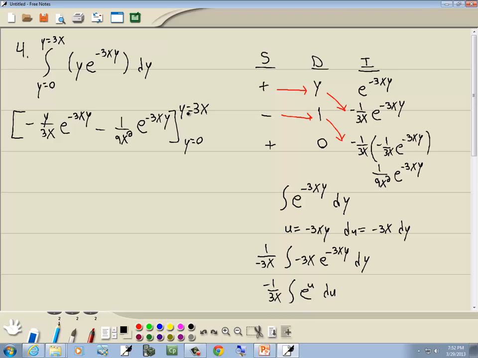Now keep in mind what we're plugging in here. We're plugging in the y equals, so we're replacing the y part of this. Well, they both have an e to the negative 3xy, so I could factor that out in front. Probably wouldn't help me a whole lot. Trying to think the simplest way to do this. Yeah, I'll go ahead and bring it out in front. So I got e to the negative 3xy, and then here that leaves us negative y over 3x minus 1 over 9x squared.